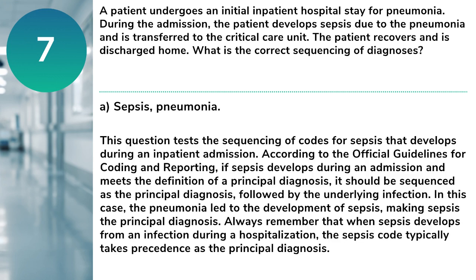Answer: A. Sepsis, pneumonia. This question tests the sequencing of codes for sepsis that develops during an inpatient admission. According to the official guidelines for coding and reporting, if sepsis develops during an admission and meets the definition of a principal diagnosis, it should be sequenced as the principal diagnosis, followed by the underlying infection. In this case, the pneumonia led to the development of sepsis, making sepsis the principal diagnosis. Always remember that when sepsis develops from an infection during a hospitalization, the sepsis code typically takes precedence as the principal diagnosis.